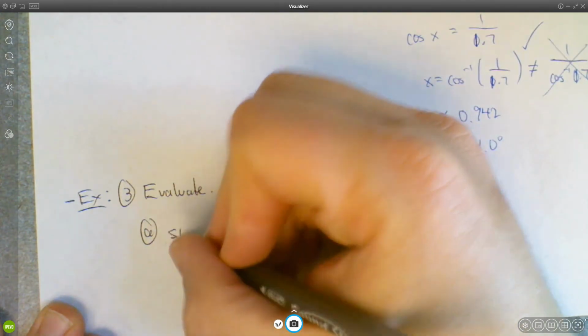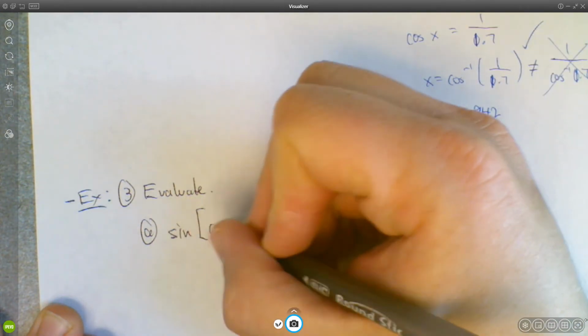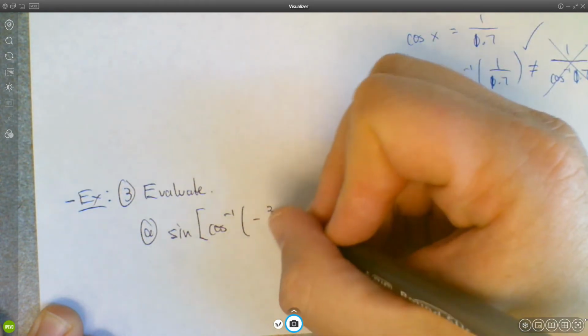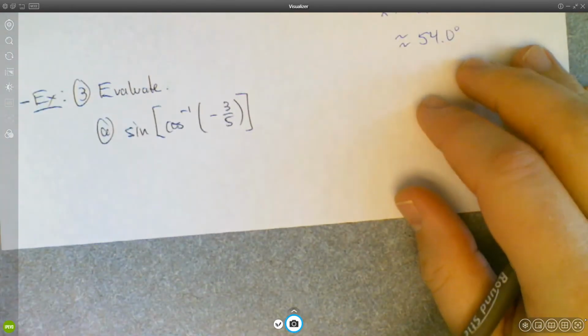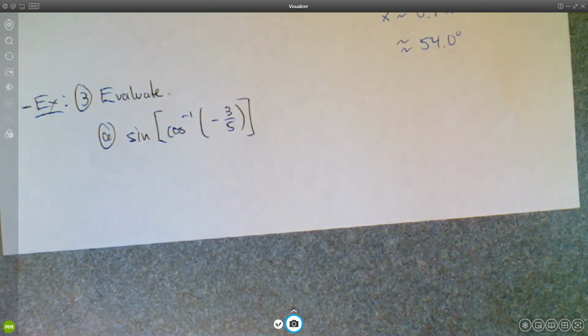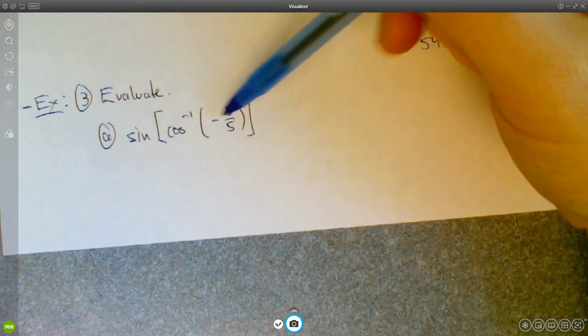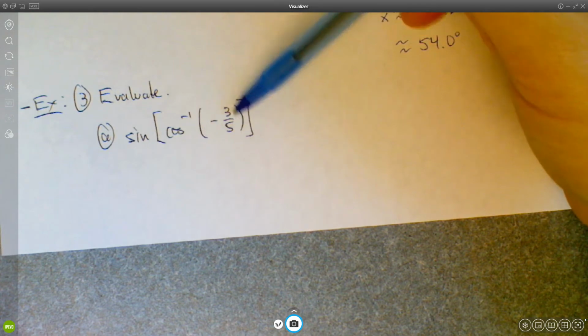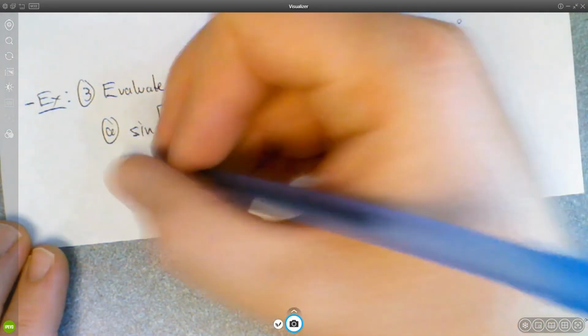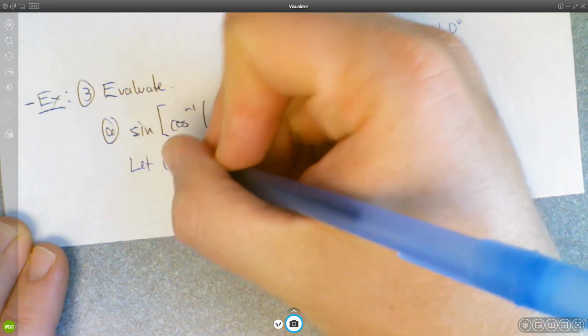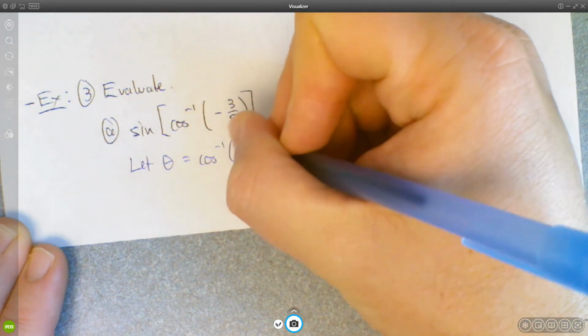Let's evaluate sine of cosine inverse of -3/5. And let's do this without a calculator, okay? So I don't want you to just plug this into your calculator. Let's see if we can do this by hand. Now, we don't know an angle such that cosine of that angle is equal to -3/5, right? We don't know that off the top of our heads. But we may not need that, right? Because here's what I'm going to do. I'm going to say let theta equal cosine inverse of -3/5, right?